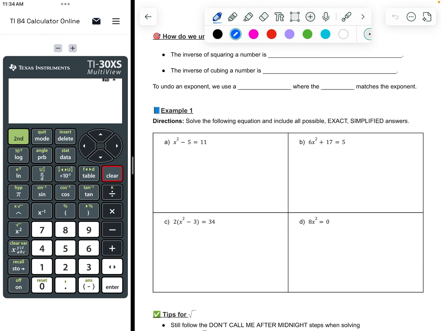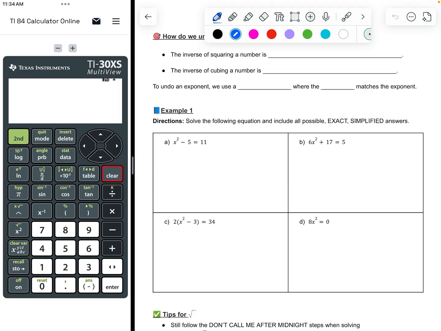Here we're going to look at solving equations that involve exponents. So example 1, our directions are to solve the following equations and include all possible exact simplified answers. When we are solving these, we still follow our "don't call me after midnight" rules. Just at the end, we have to deal with that exponent.